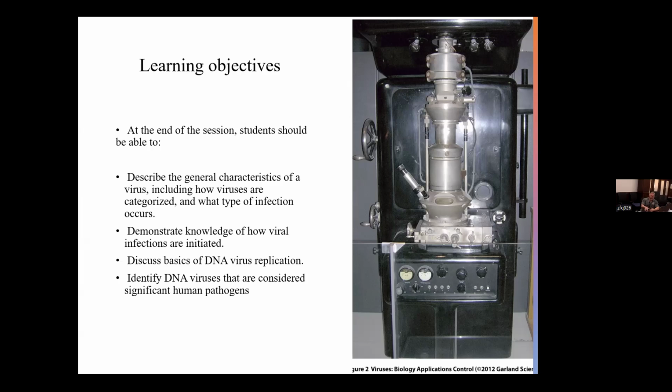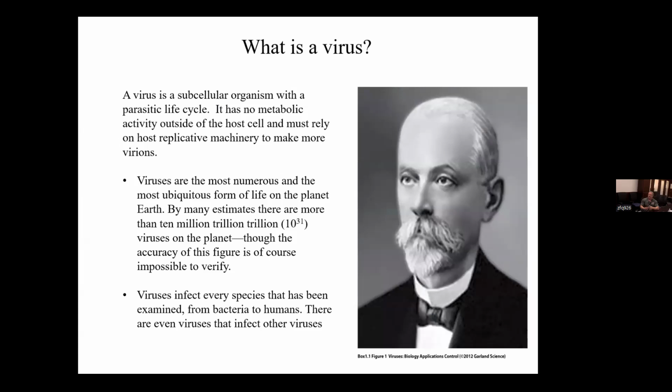We'll discuss briefly the life cycle of a virus in terms of how the virus gets inside of a cell and begins to initiate infection. We'll discuss some of the basics of virus replication with a focus on DNA virus replication. And then we'll briefly examine some DNA viruses that are considered to be significant human pathogens. The image that we're seeing here is from the world's first electron microscope, constructed in the early 1900s by Dmitry Ivanovsky, a Russian virologist who first started to look at viruses and figure out what these things were.